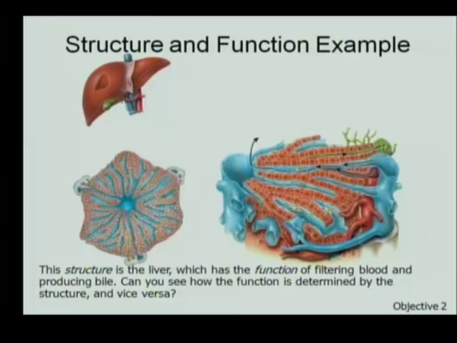But what I do want you to know is that the liver is a structure, and we can see that structure here at several different levels. We can see the entire liver at upper left. We can see a functional unit at lower left, and then at the right is a microscopic view where we're actually looking at the individual cells and blood vessels that make up the liver. So the liver has the function of filtering blood and producing bile. Can you see how the function is determined by the structure and vice versa? Well, in case you're not seeing that, let me take you through a little bit of it.